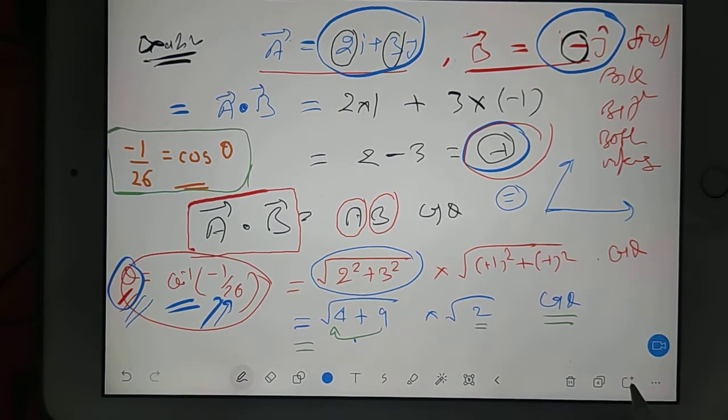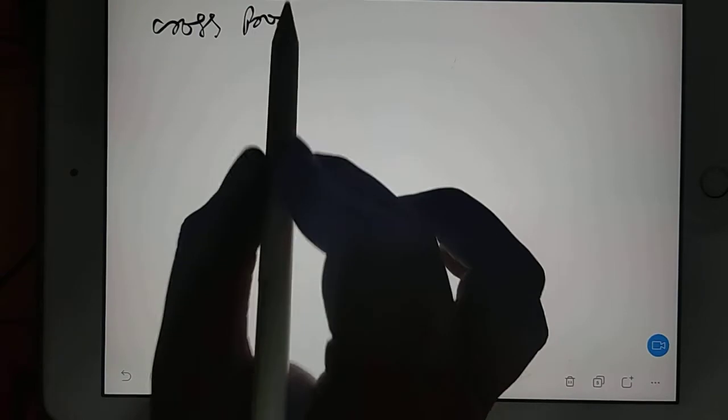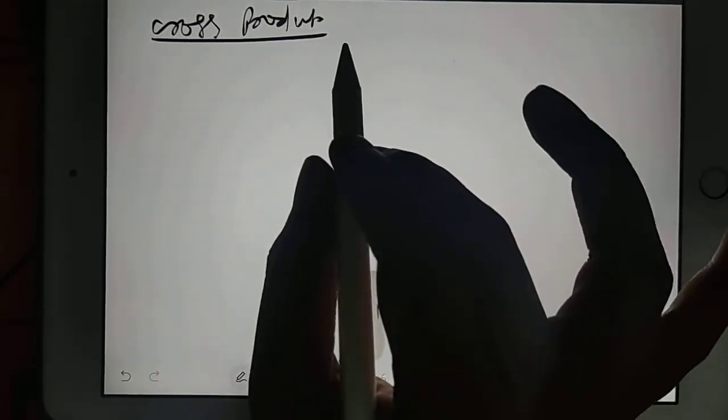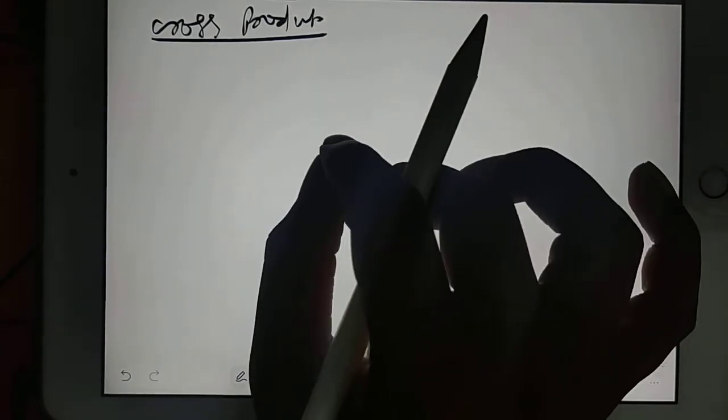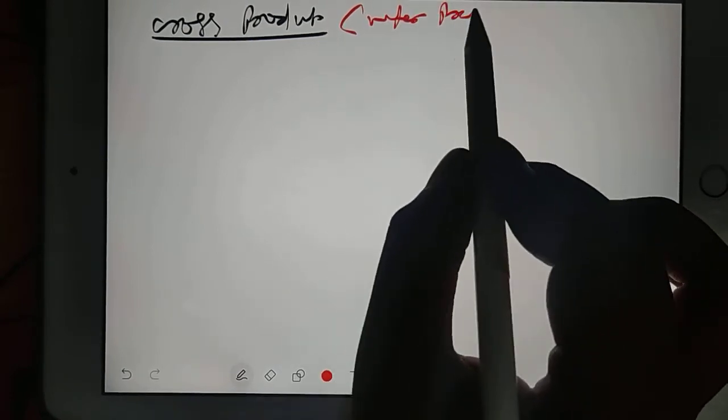In the same way, I will change the page. We have something called the cross product. Now in the cross product, what do we do? Whenever you do a cross product, the answer will again come as a vector quantity. This is the main difference between dot and cross. So the cross product is also known as the vector product.